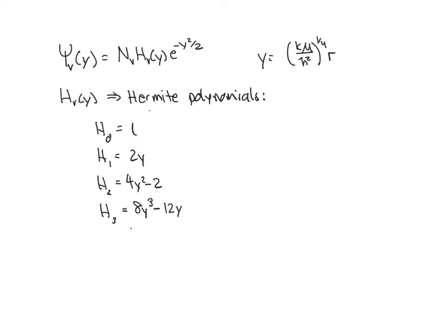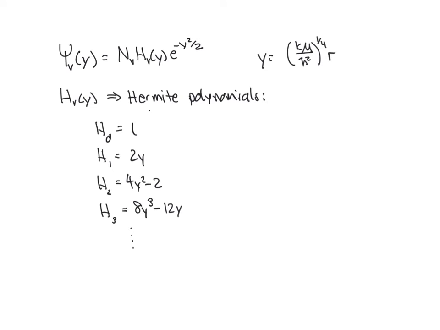So you can see that the order of the polynomial gets bigger and bigger. And remember that the highest exponent is the order of the polynomial. So this is a zero order polynomial, H0. This is a first order polynomial, H1, v equals 1. For v equals 2, we have a second order polynomial. For v equals 3, we have a third order polynomial. And so the order of the polynomial goes with the v quantum number.